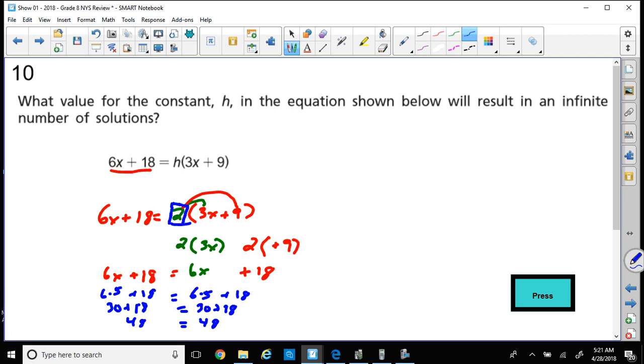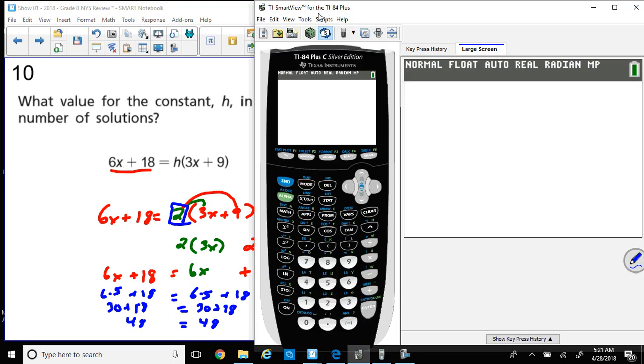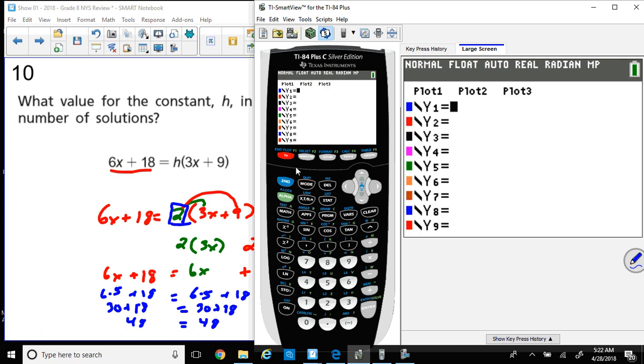So if h were equal to 2, that would make this equation on the left the same as this equation on the right. So let's see if we said h equals 2, and that's right. So there is our answer, h equals 2. Now, I have my graphing calculator just to show you how this looks on the graphing calculator. So here's another way you might want to present it. So I'm going to type in 6x plus 18 so you can see that one when we graph it.